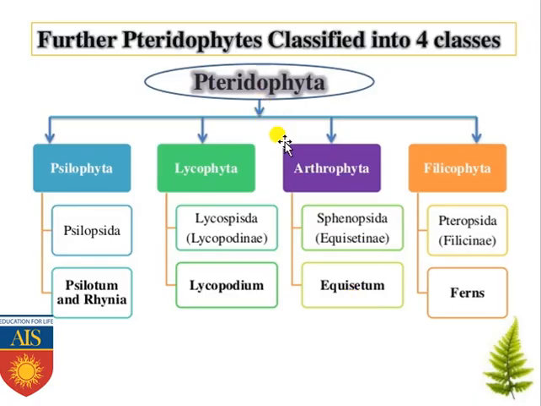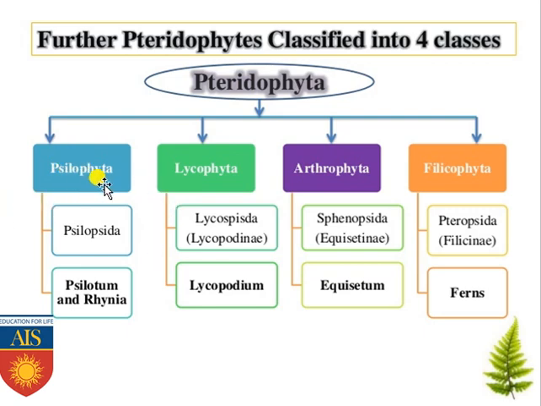In the next slide we will be discussing the classification of the pteridophyte. We only need to know the names of the various classes under pteridophyte. Characteristic features and all these things we don't need to know. First, pteridophyte is subdivided into 4 different categories.